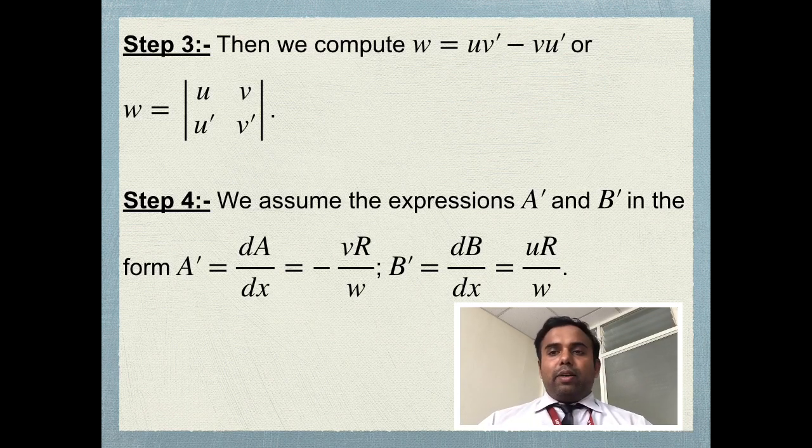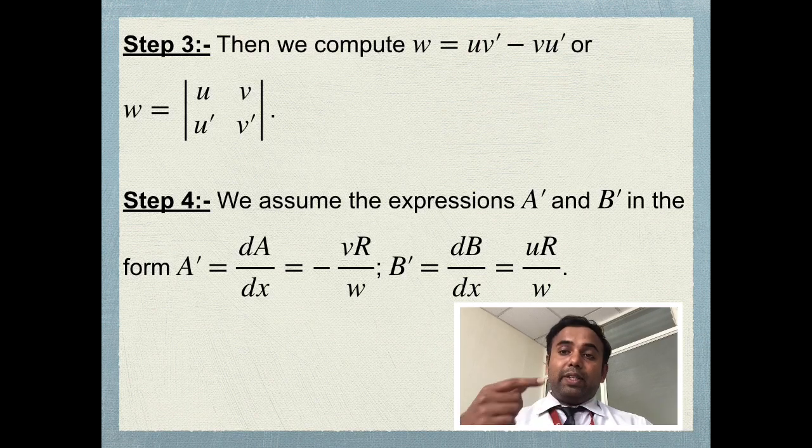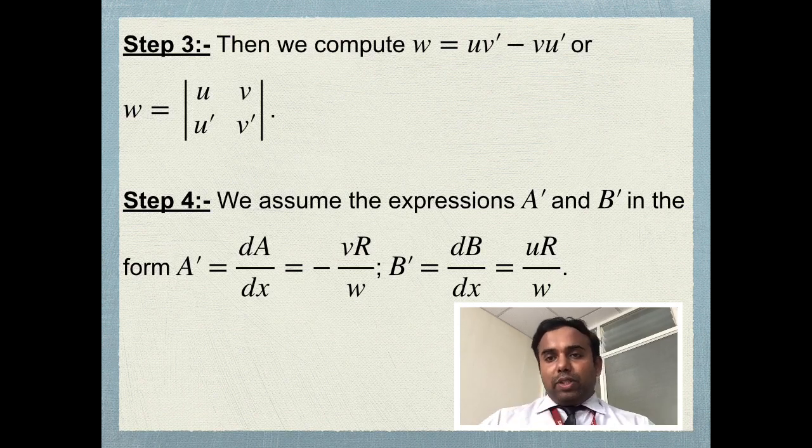And in the fourth step we will assume the expressions for a dash and b dash. As you know, in the second step we just replaced c1 and c2 by a and b, where a and b are functions of x. Now in the fourth step we are assuming expressions for a dash and b dash. A dash means da by dx, b dash means db by dx, of the form da by dx is equal to minus vr by w, the w which we found in step 3, and db by dx is given by ur by w, the same w which we found in the previous step.